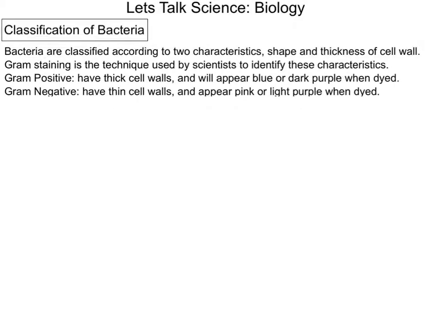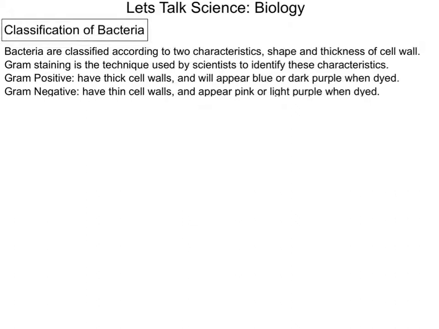Now we will be looking at classification of bacteria. Since there are so many different types of bacteria in the world, it is important that we have a system to identify them. Bacteria are classified according to two characteristics: shape and thickness of the cell wall. Scientists use a technique called Gram staining to identify these characteristics.